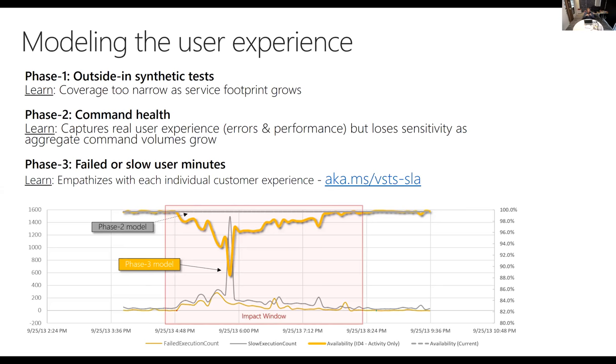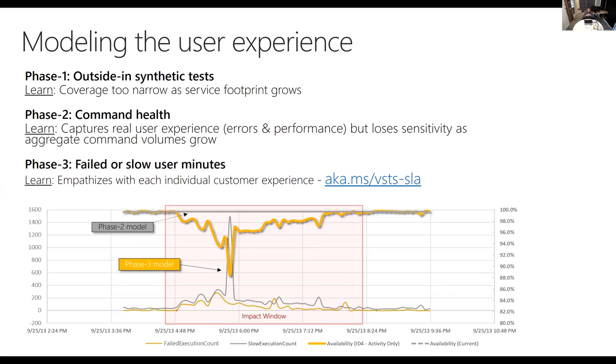And we took that same data, and now you can see our phase 3 model and what it showed for our availability. Where we were showing 99.9% availability with the command count model, suddenly we were showing like 88% availability with this model. And that was way more reflective of the kind of complaints we were getting from our customers who were complaining about experiences. And they matched up, where we saw the big dips were the periods in which they were complaining. So it matched the data to the intuition.